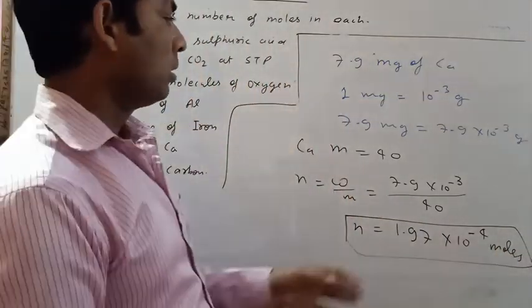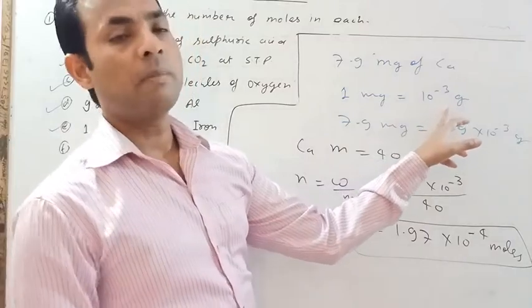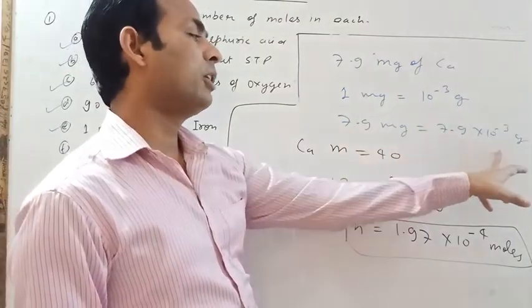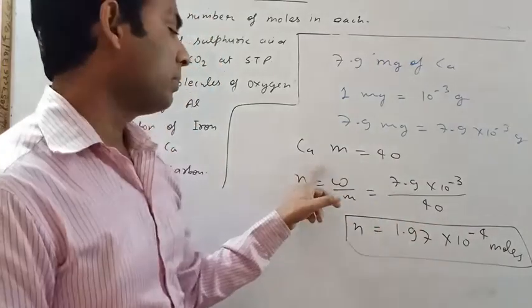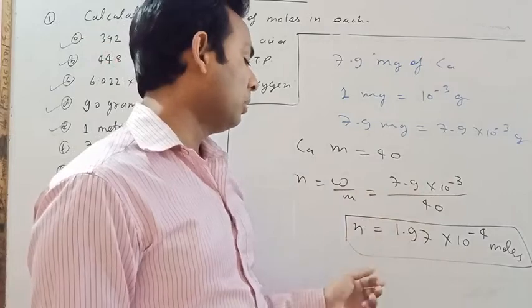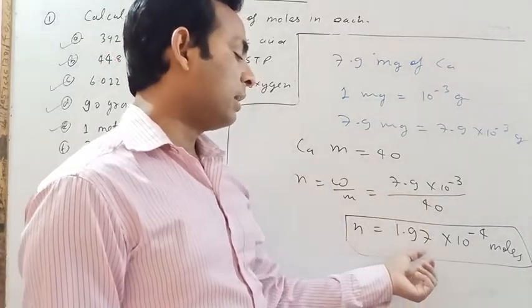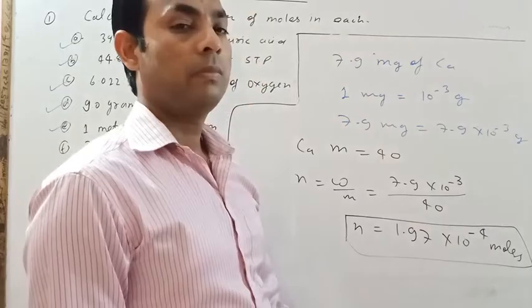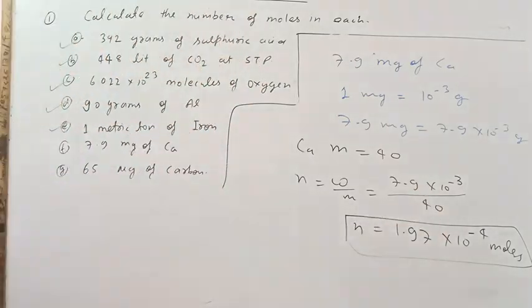Again listen. 1 milligram equals 10 to power minus 3 gram. So 7.9 milligram equals 7.9 into 10 to power minus 3 gram. So calcium molar mass is 40. n equals W by M. After putting the value, we get the answer 1.97 into 10 to power minus 4 moles. Please take a screenshot.